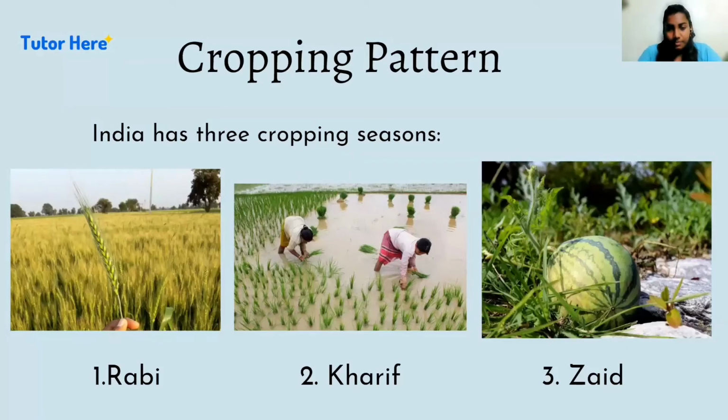Cropping pattern. Cropping pattern refers to the proportion of land under cultivation of various crops at different points of time. India follows three types of cropping seasons, that is Rabi, Kharif, and Zaid.